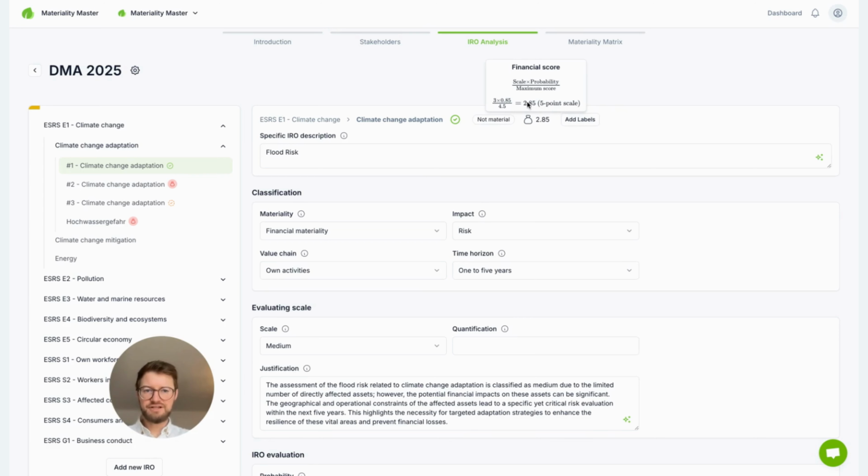You can always see it here, like what is in the end the score. And this score in the end defines if this IRO will become material or not based on the thresholds that you have set. We also have a video for that.